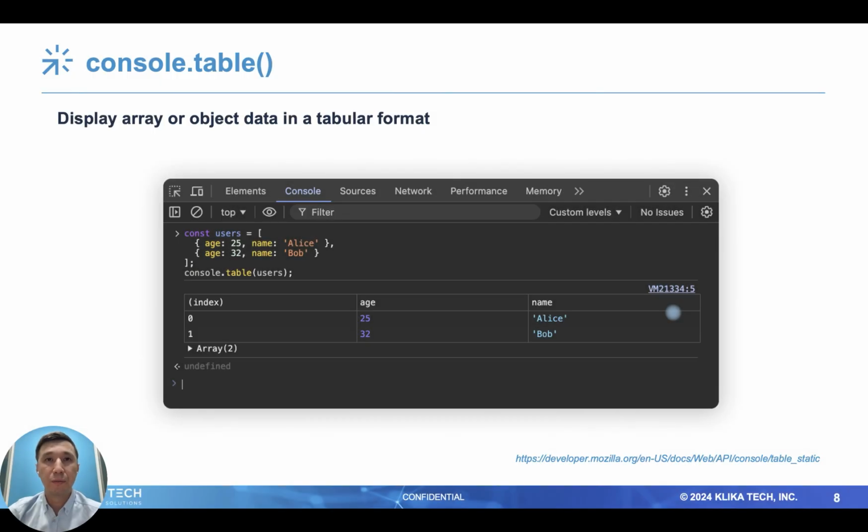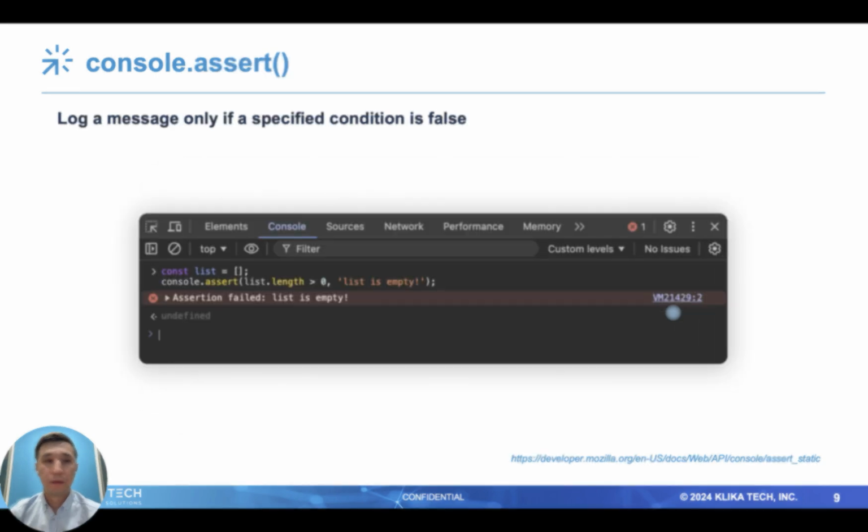Next one is console.table. It can display arrays and objects in a tabular format. It makes it easier to read and compare data, especially when dealing with a large data set. It would be very useful. Okay, another useful console method is console.assert. It logs a message only if a specified condition is false. In this example, we created an empty list and check whether the list contains any data. In our case, it's false, so our message appears as an error. This is very useful instead of manually creating an if statement or any ternary operator.